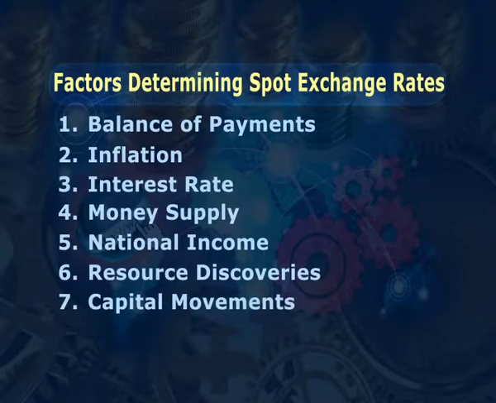The discovery of North Sea oil by Britain helped pound sterling to rise to over USD 2.40 from USD 1.60 in a couple of years. Canadian dollar also benefited from the discoveries of oil and gas of the Canadian East Coast and the Arctic. Next, capital movements. There are many factors that influence movement of capital from one country to another.